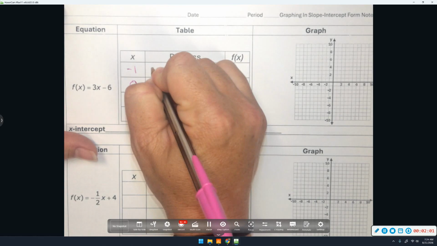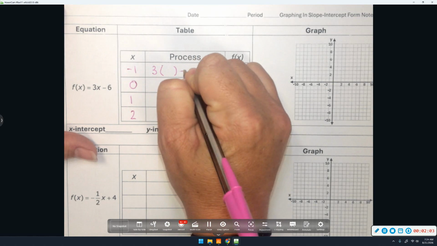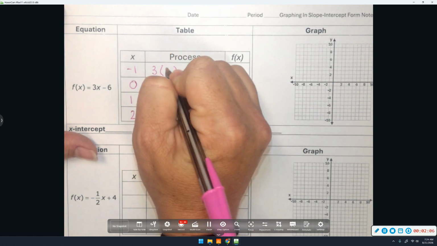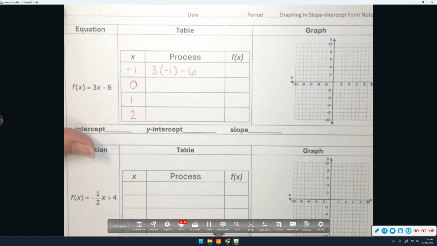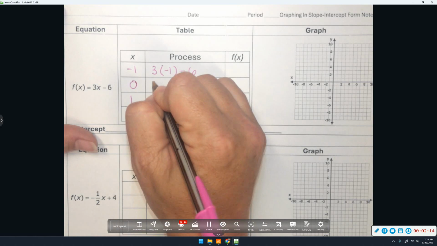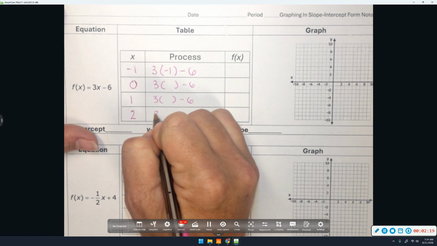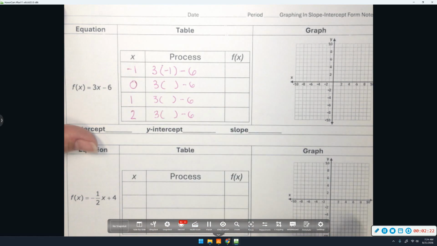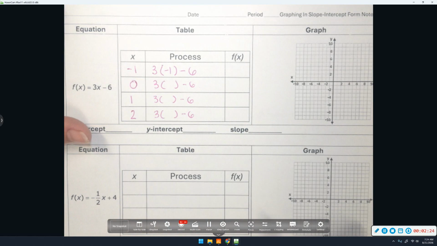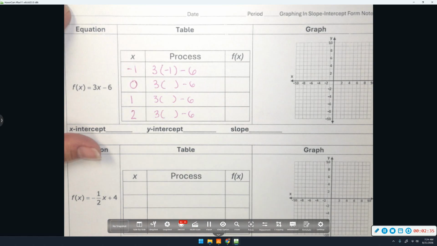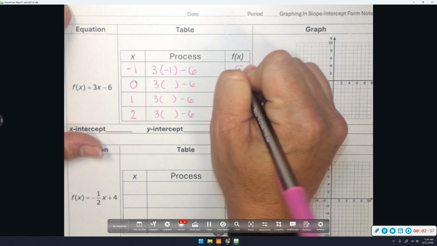Yeah, you're exactly right. We're going to do 3, take out the x, minus 6, and we're going to plug in our x. So -1. I'm going to kind of fill that in down the line. What's 3 times -1? What's -3 minus 6? -9, you're right. Good job.